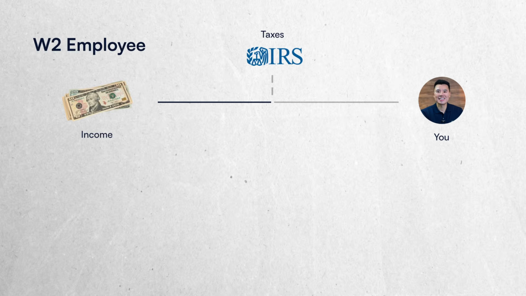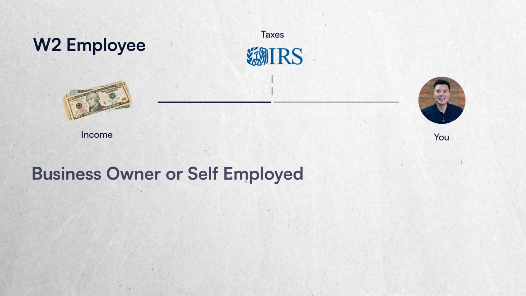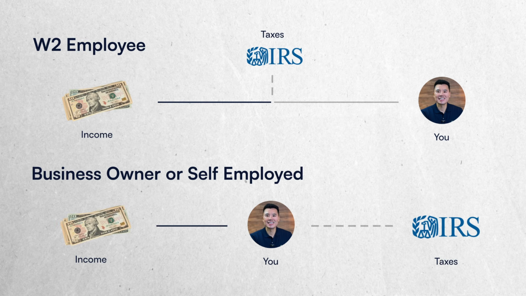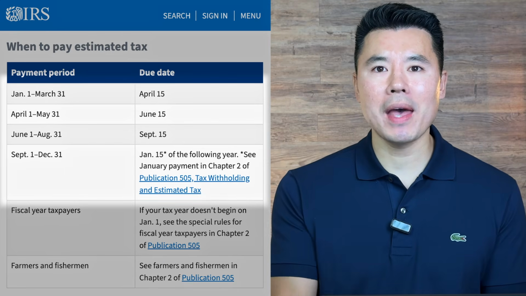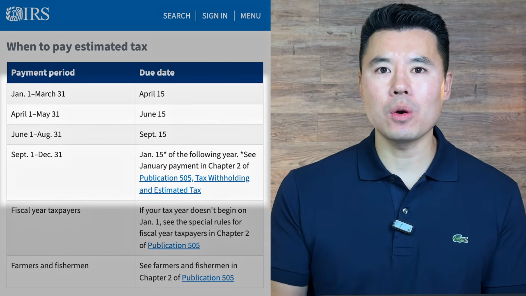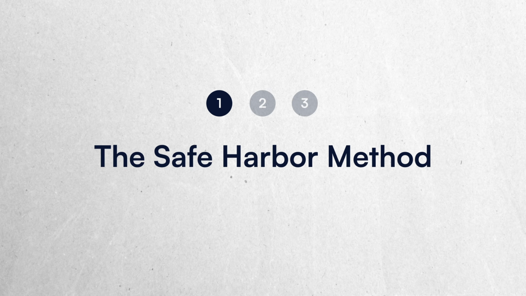Here's the thing: when you're a W-2 employee, taxes are automatically withheld from your paycheck. But as a business owner, you're responsible for paying the IRS quarterly, and they expect to be paid on time. Miss that September 15th deadline or any of the deadlines, and you're looking at penalties each and every month that you owe.